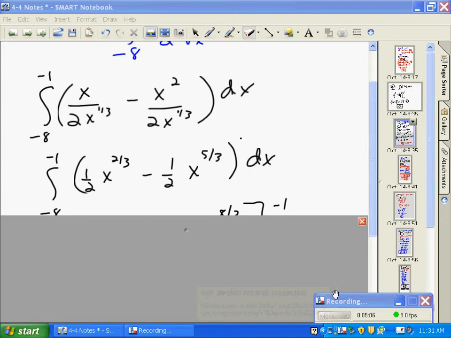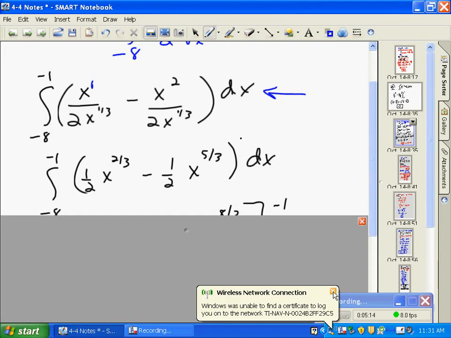Now remember, this right here is x to the first. I'm looking at this equation right here. So I have x to the first and x to the third in the denominator. So you remember, you take the numerator exponent minus the denominator exponent. So that's how I get my x to the 2/3. And the same thing with that, I have x squared and x to the 1/3, so I subtract exponents.